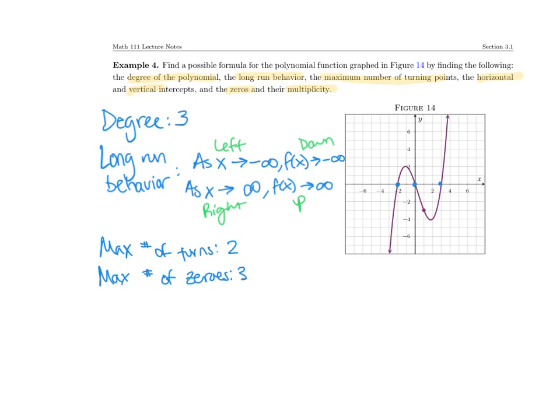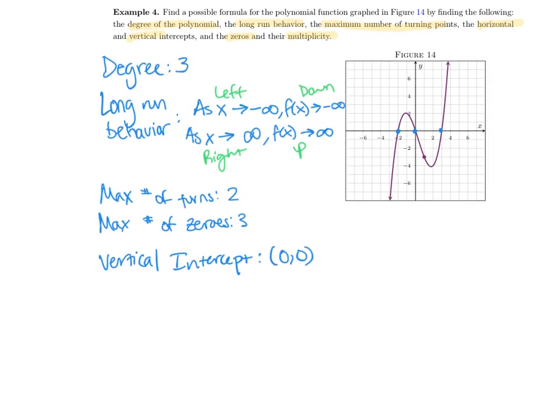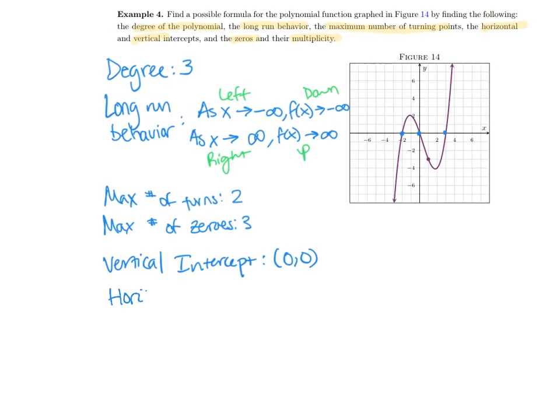The last few things it wants is all of our intercepts. Fun thing is we don't have to solve for anything. We could just look at the graph. So the vertical intercept, in our case, is at the point (0, 0) on our graph. We can clearly see that. And then our horizontal intercepts are at (-2, 0), (0, 0), and (3, 0). So we can see those on the graph. We've already actually marked them up.